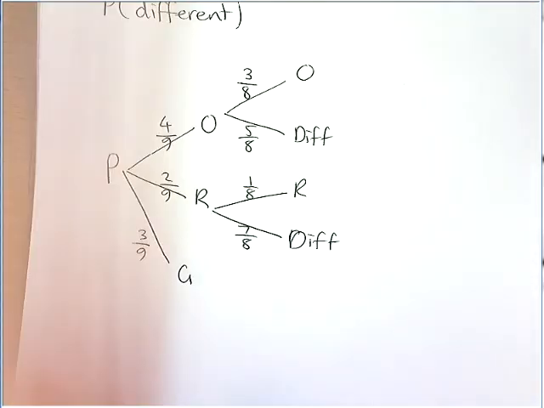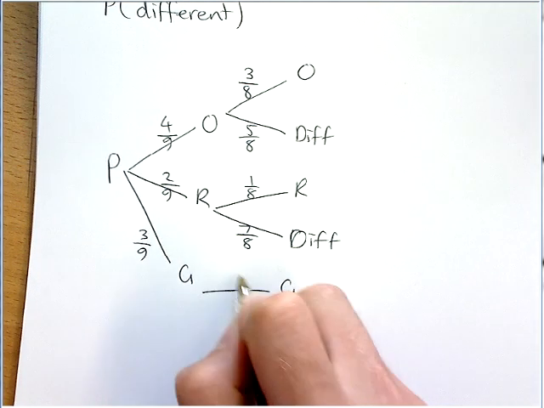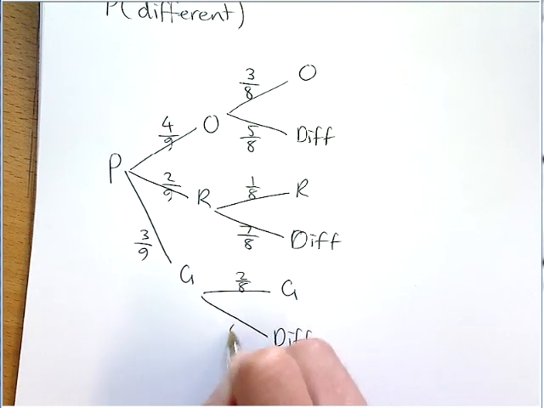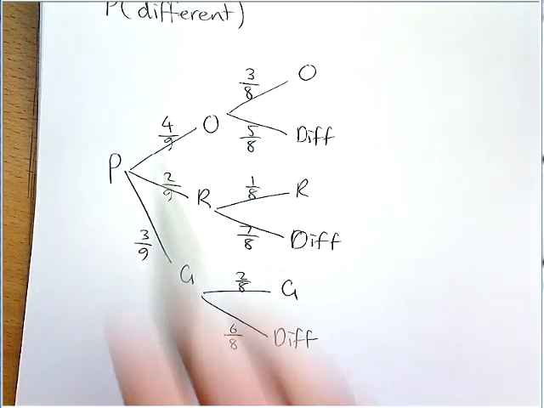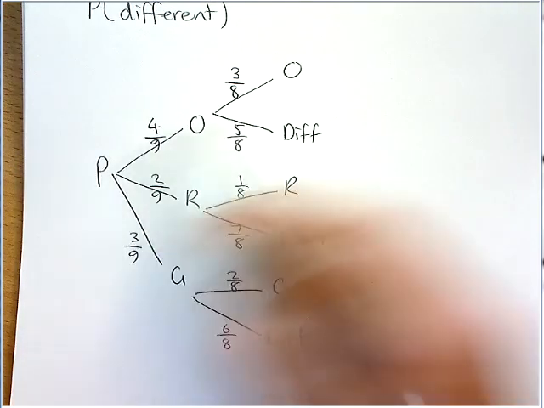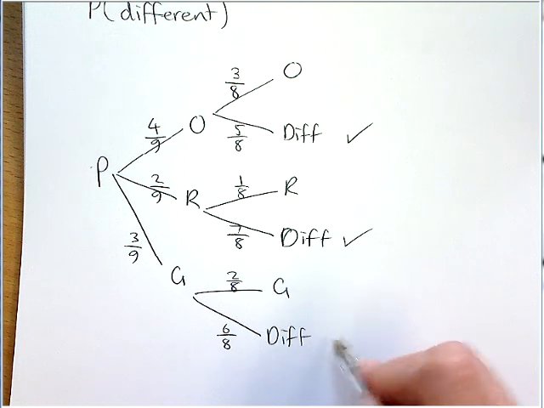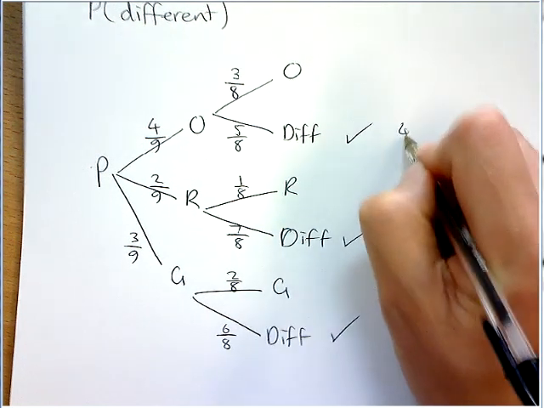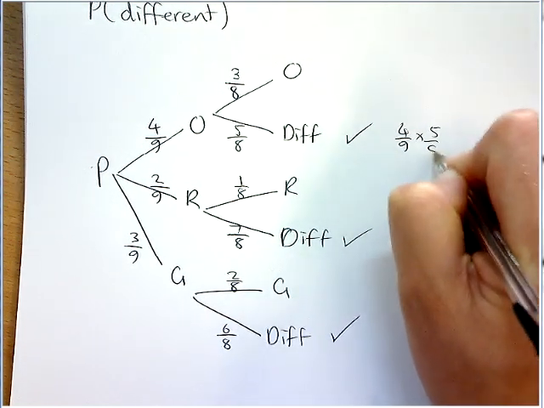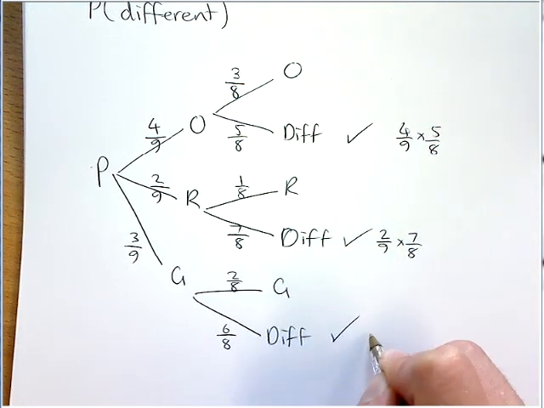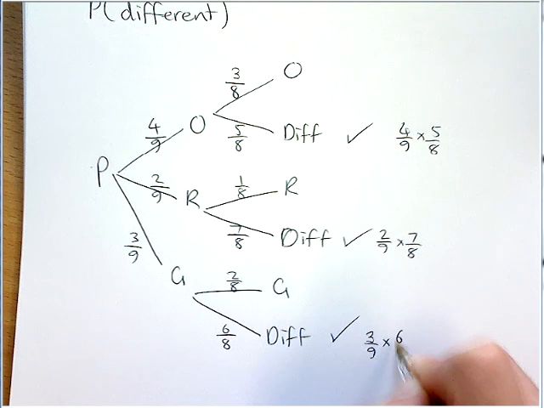Let's move it down a bit now. So if he has a green again, there will be 2 out of 8. And the different one will be 6 out of 8. So what is the probability it's going to be different? So we're interested in this outcome here. Orange and then a different one, red and a different one, and green and a different one. So 4/9 times 5/8, 2/9 times 7/8, and 3/9 times 6 over 8.